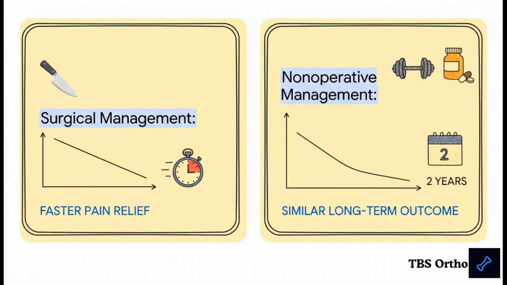So, the takeaway from the level 3 evidence, like the Thomas et al. study, is really this clear trade-off. Look, at 2 years, the functional outcomes tend to even out. But, and this is a big but, surgery gives patients faster, more durable, and statistically significant relief from their pain. And for a patient in agony, that speed matters a lot.